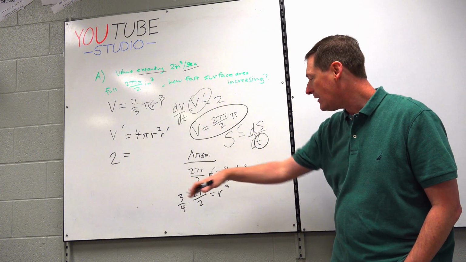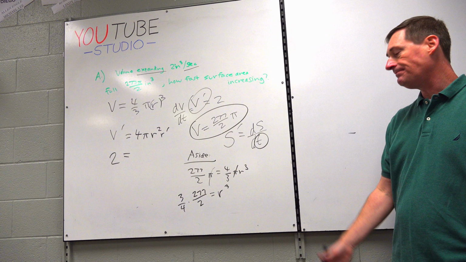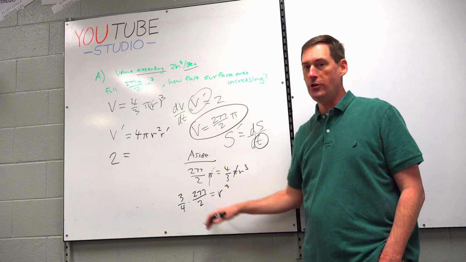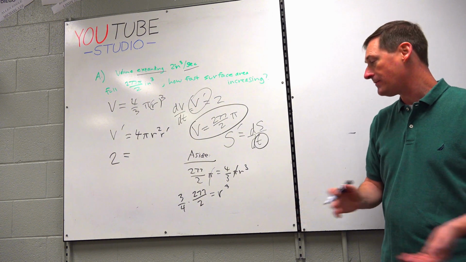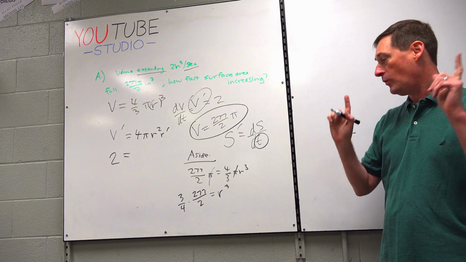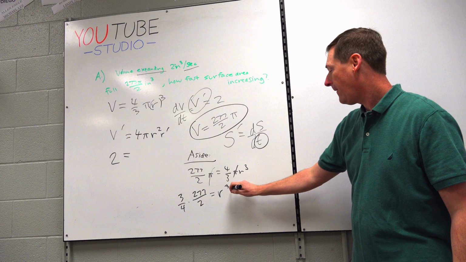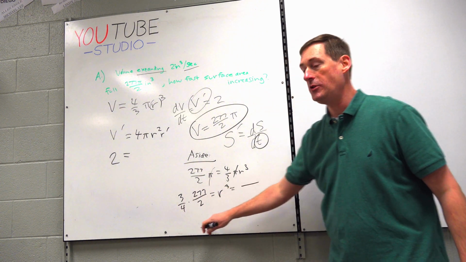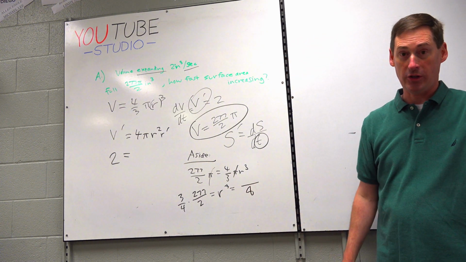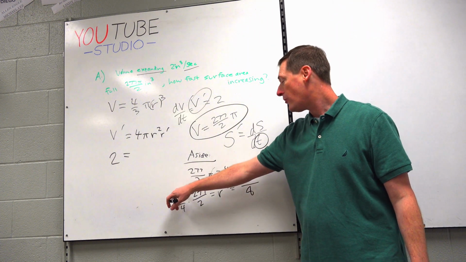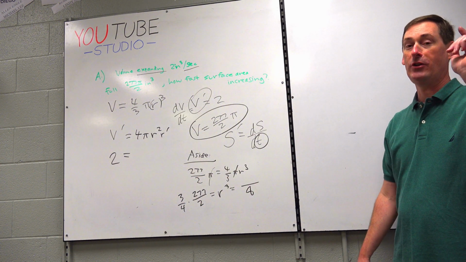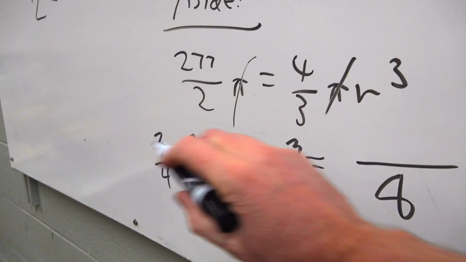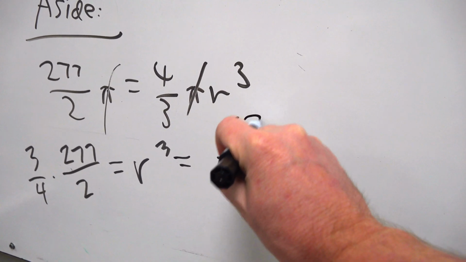Is there any kind of cross cancellation? No. 3 and 2 don't have anything in common. An even and an odd, well, that's not going to help us. So we just go ahead and proceed. On the bottom, 4 times 2 is 8. Hey, at least that's a perfect cube. On the top, 3 times 277, it is okay for you to use the calculator. So I plugged it in, and I got 831.